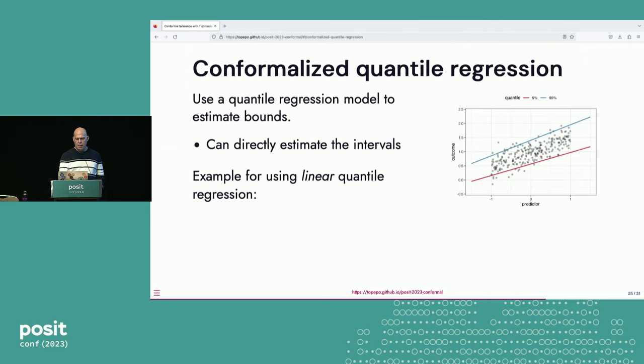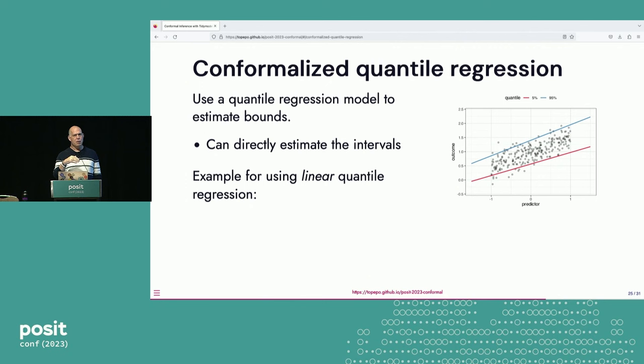And then the third and final method, which is very different than the others, is called conformalized quantile regression. Quantile regression is a pretty well-known technique in statistics where, when you fit a linear regression and get a prediction, that's the mean of the outcome distribution. In a quantile linear regression, you can actually make predictions on whatever quantile you want.